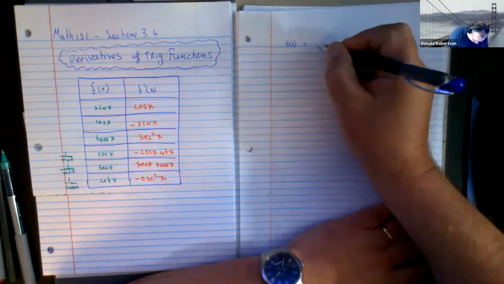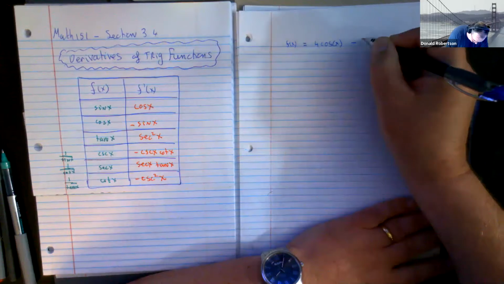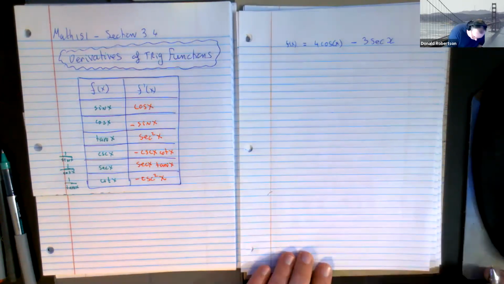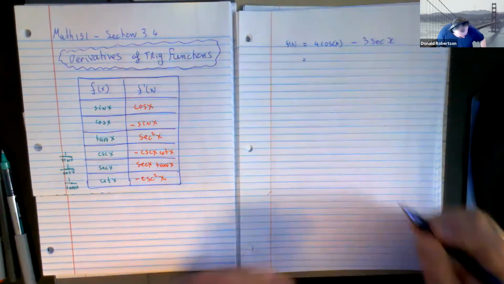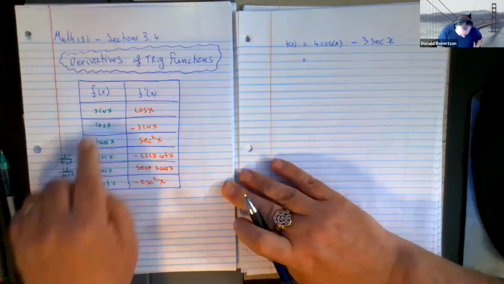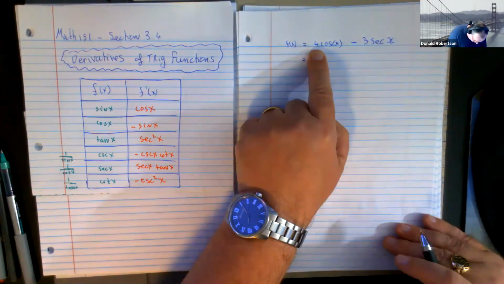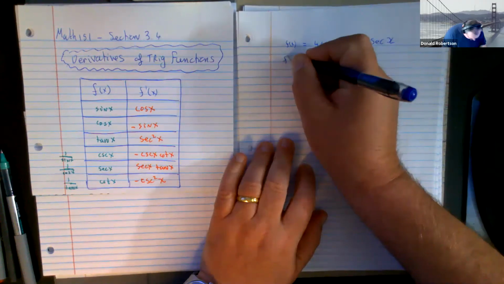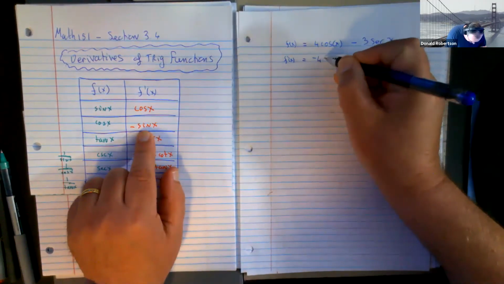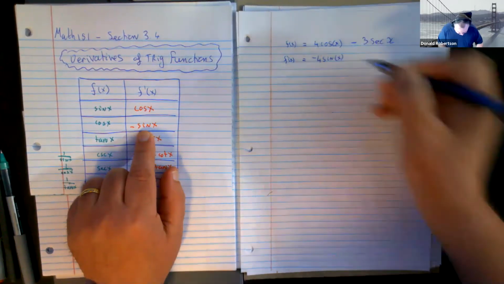Let's suppose I asked you to do the derivative of 4 cosine x, take away 3 secant x. Now, over here, we've got our little hit list of functions and what their derivative is. So essentially, if you want to know what the derivative of 4 cosine is, you find the derivative of a cosine, stick a 4 in front of it. So it's -4 sine x.